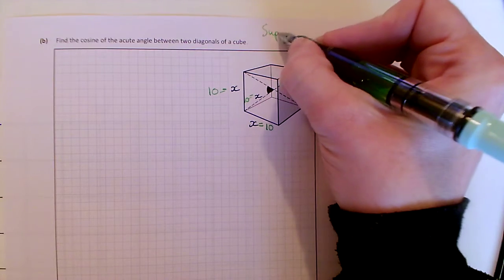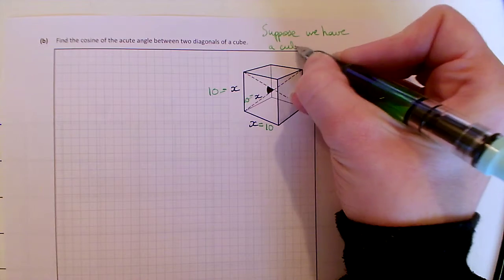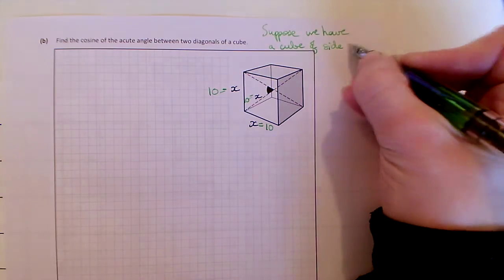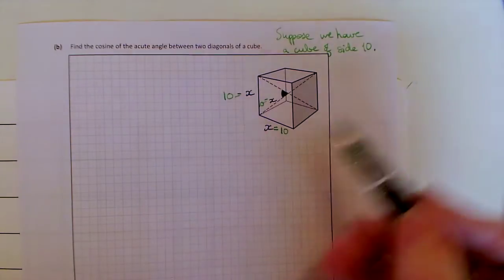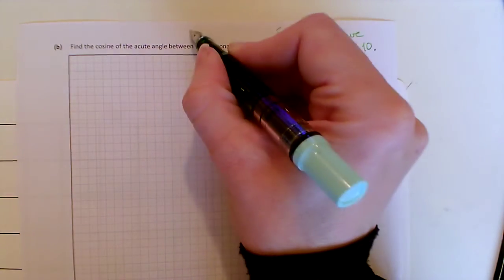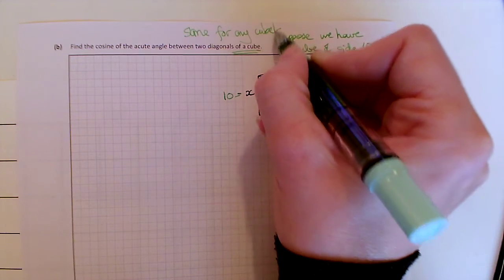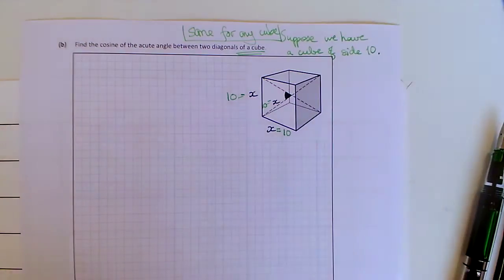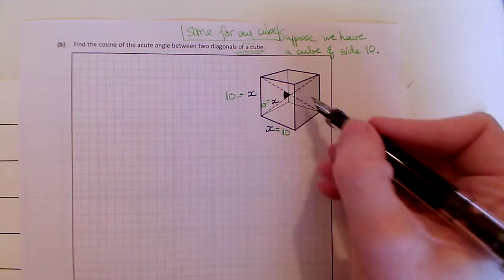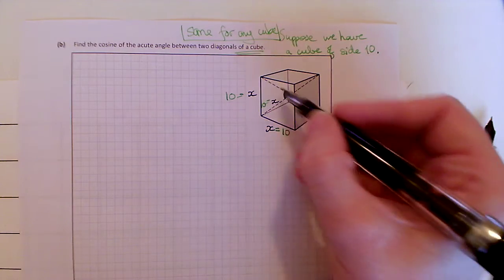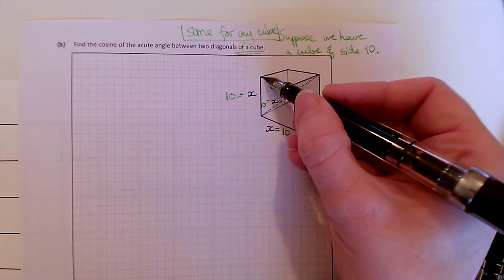So suppose we have a cube of side 10. 10 what? Meters, centimeters? It doesn't matter, because we can see that this is going to be the same for any cube. So it's the same for any cube. Then we want to find the angle in between two of these lines. So let's look for our right-angled triangles to start with.